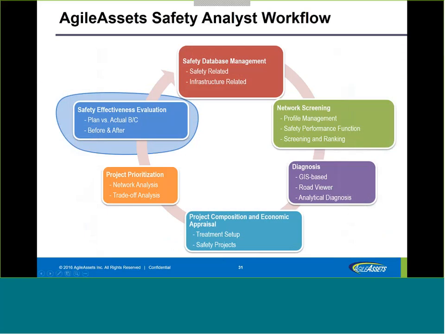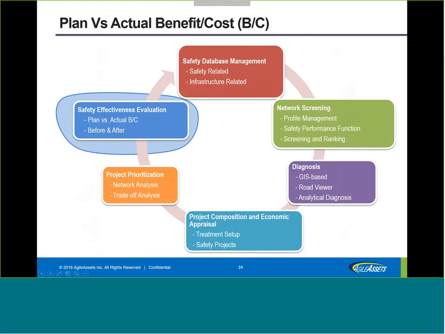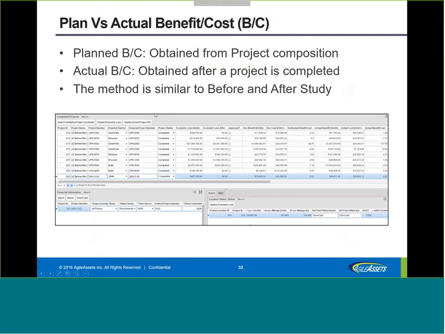Finally, I'd like to talk about our safety effectiveness evaluation. There are actually two ways we can achieve that in our system. The first method, we call it the plan versus actual benefit and cost analysis. The way it works, we actually have the framework in our system. I already talked about that one, that we can track the project up to the completed project step.